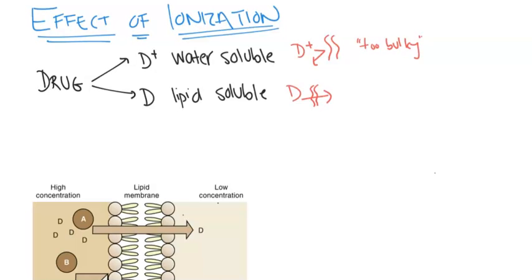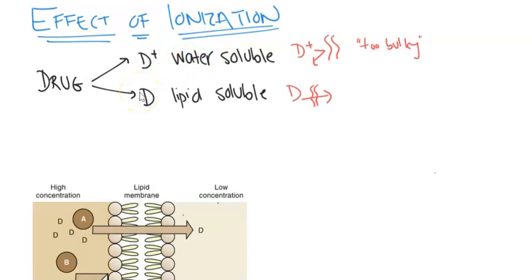Okay, let's look at the effects of ionization. So let's examine this word, ionization. What does that mean? That basically means when your drug has a charge. So if you see like a plus or a minus next to the drug, that means that drug is ionized. And I'll talk about why that is important.